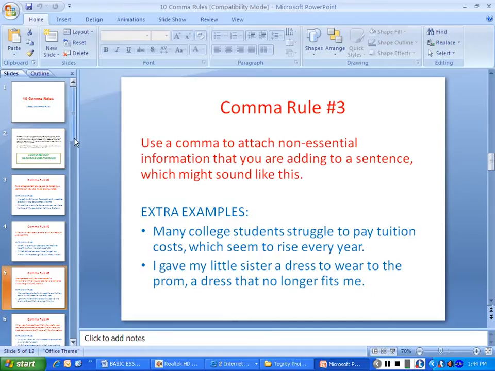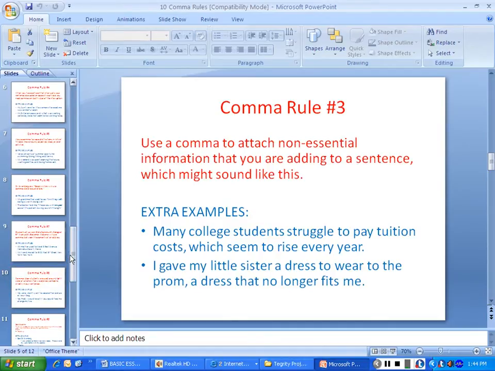Comma rule number 3. Use a comma to attach non-essential information that you are adding to a sentence, which might sound like this. Here, we attach the phrase, which might sound like this, to a sentence that doesn't really need that phrase. We attach it with a comma. Use a comma to attach non-essential information that you are adding to a sentence, which might sound like this.